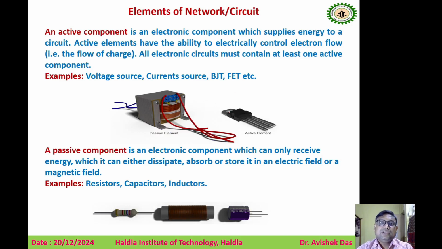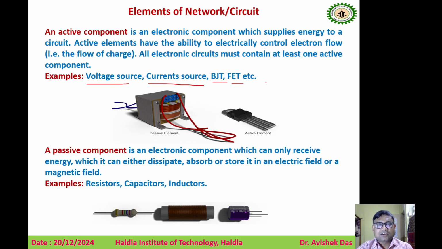In this slide we will discuss the elements of network and circuit. What are the elements? First is the active component. What is the active component? It is the electronic component which supplies energy to a circuit. Active elements have the ability to electrically control electron flow. All electronic circuits must contain at least one active component. So examples of the active component are the voltage source, current source, BJT, FET, etc.